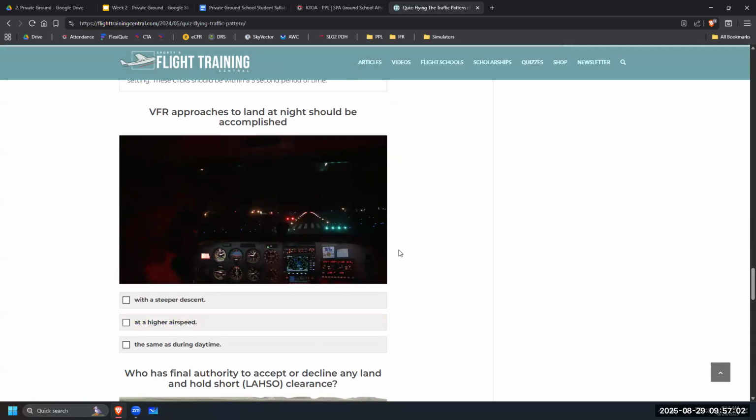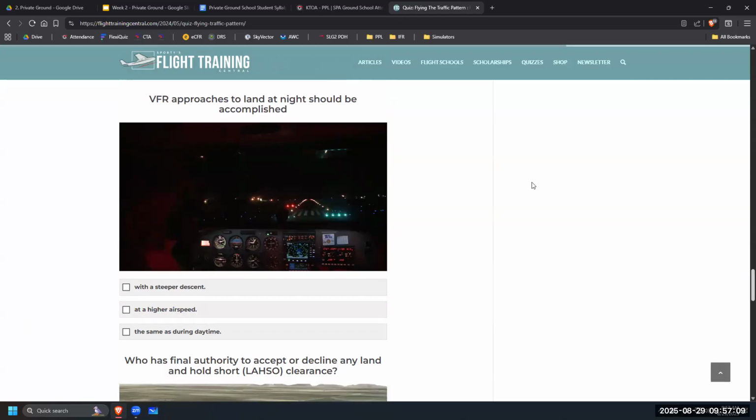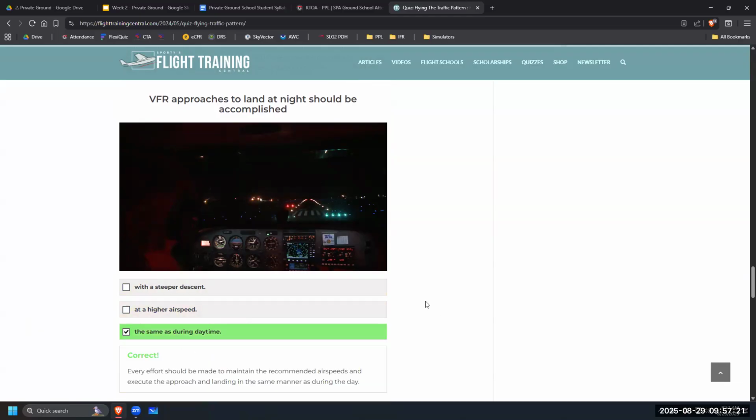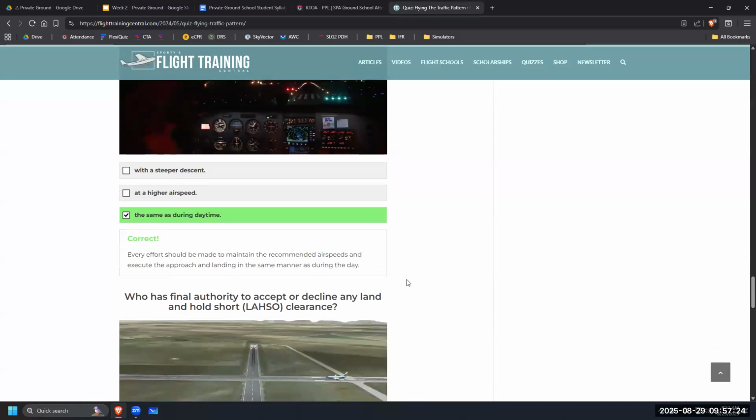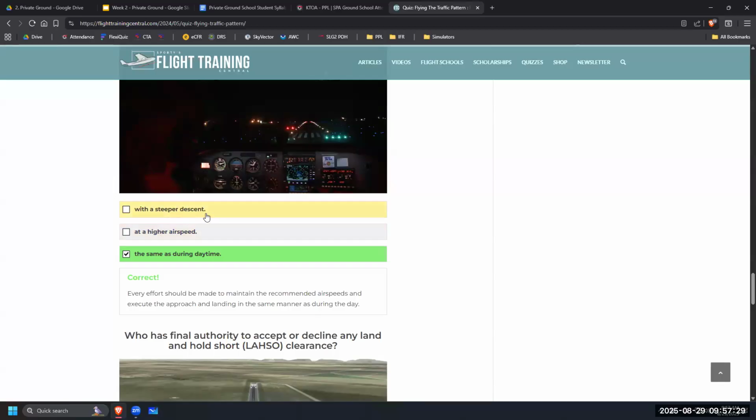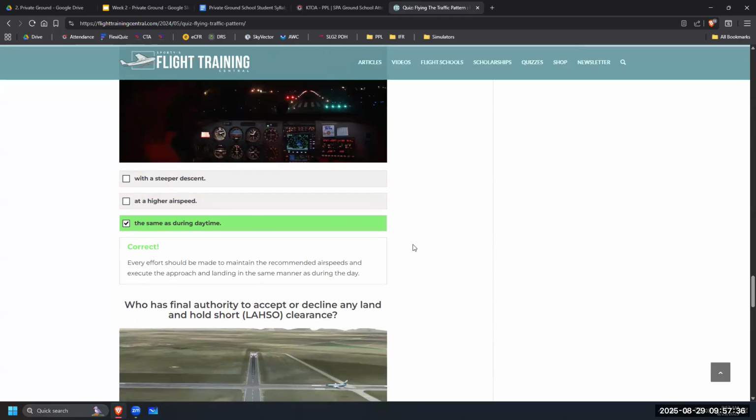Okay, this we didn't ever talk about at night. We haven't talked about illusions or anything, but just from what we can infer, approaches to land at night should be accomplished with a steeper descent at a higher airspeed, or the same as during daytime. See? Good. Just kind of common sense on that one. Also, these are probably the worst thing you could do at night: a steeper descent and a higher airspeed. So same as the daytime, we just have less visibility, more lights.